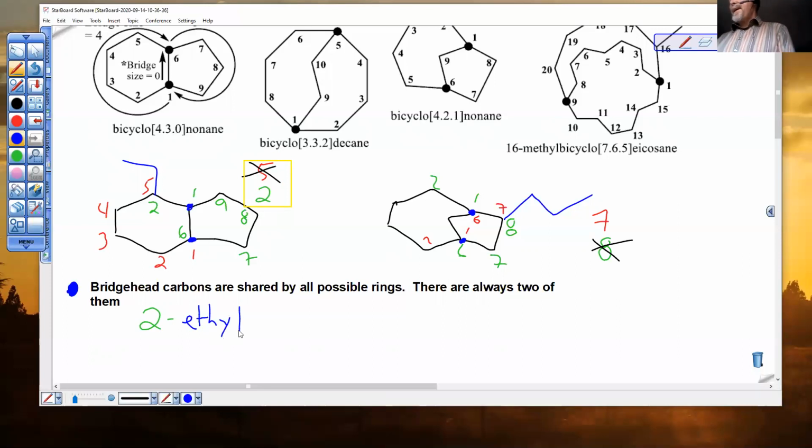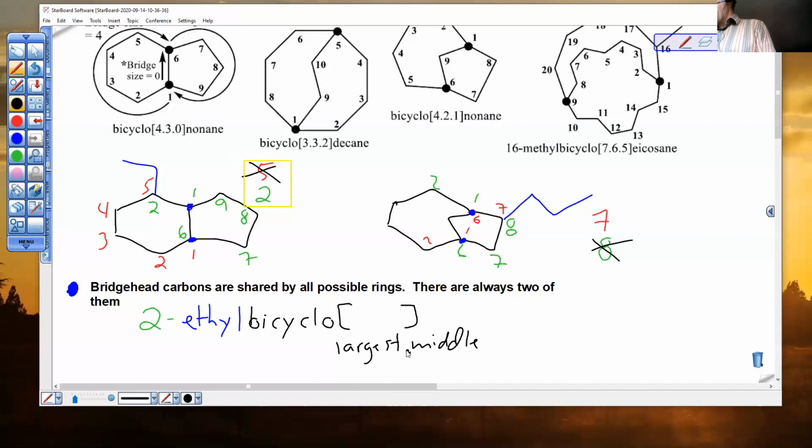And it's a bicyclo molecule. So after the groups, we go bicyclo, and we always need 3 numbers. The numbers will go largest to smallest. Largest, dot, middle, dot, smallest. Those dots are important.